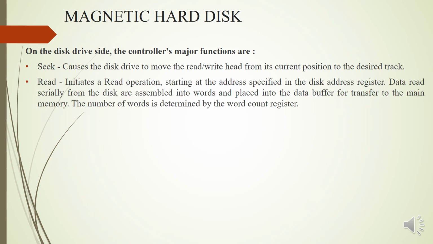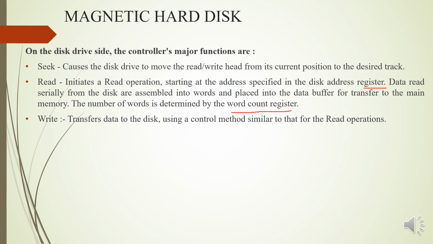Disk controller performs a read operation. That means it initiates the read operation starting at the address specified in the disk address register. Data read serially from the disk are assembled into words and then placed into the data buffer to transfer to the main memory. The number of words is determined by the word count register.